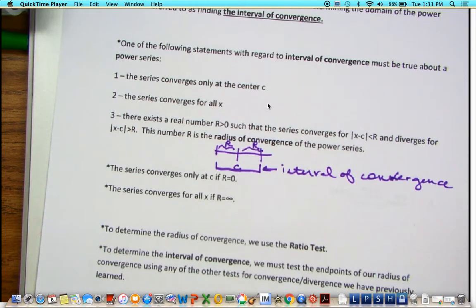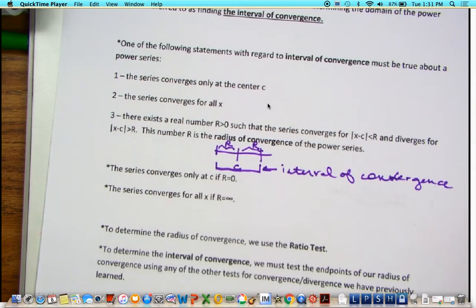-2 to 2, right? If you are centered at 1 and your radius of convergence is 3, what's your interval of convergence? -2 to 4, right? Okay. So we can have an infinite radius, we can have a radius of 0, or we can have a radius that is a set number.